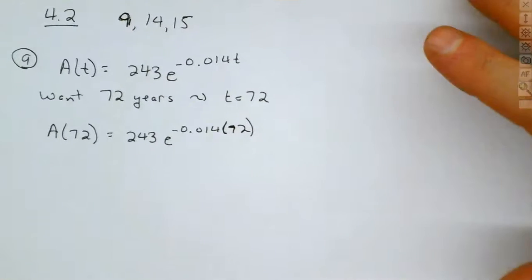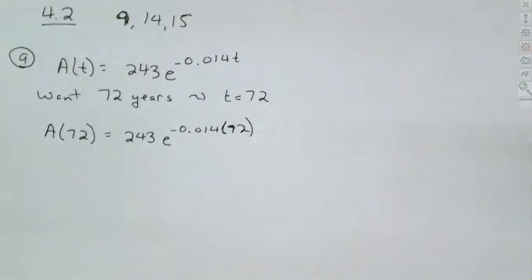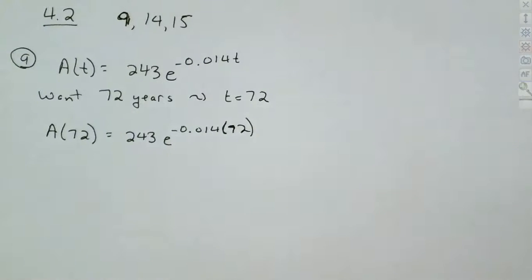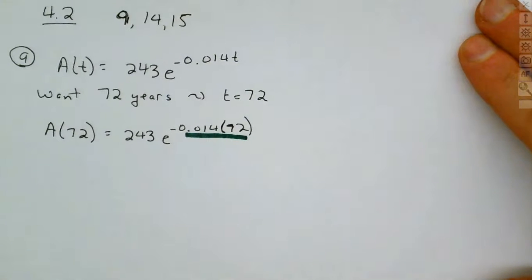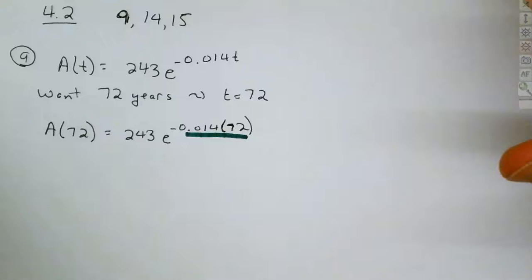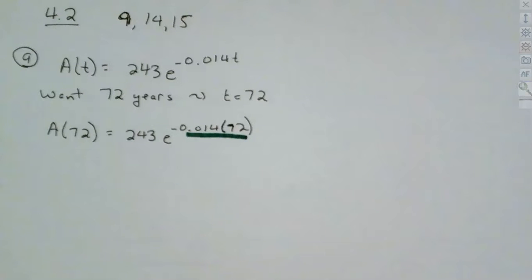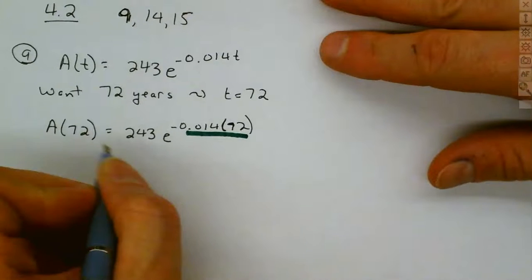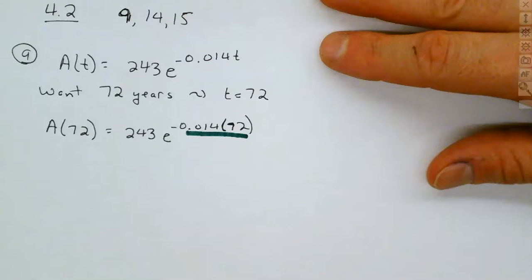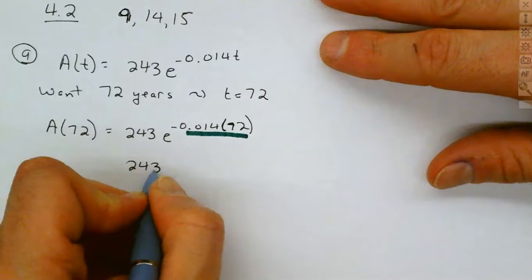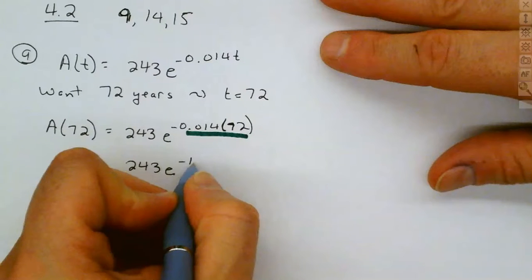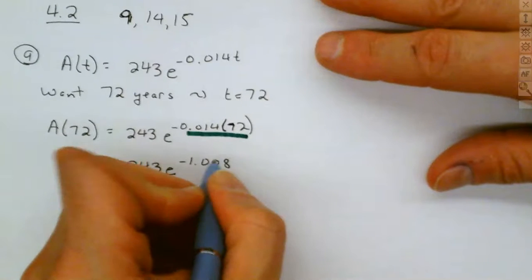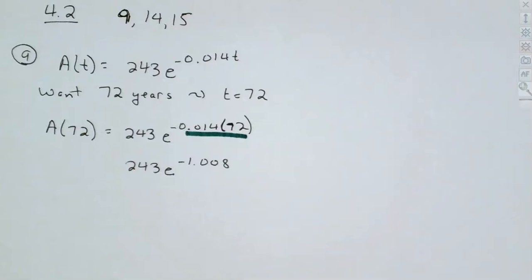Is everyone all right with that so far? Now, what do we do? Well, we need to use our calculator. And so this is nothing but a calculator problem. The first thing I'm going to do is work in my exponential. So we'll do that first, and we'll multiply those together. So I've got 72 times 0.014, and it's negative. So that gives me now 243 E to the minus 1.008 power. Is everyone okay with how I did that?